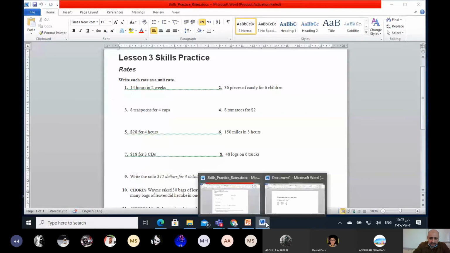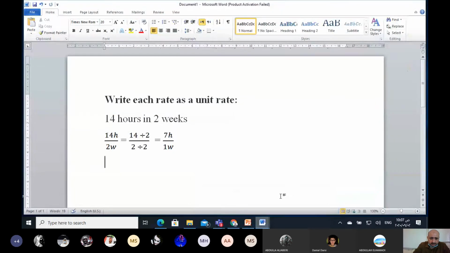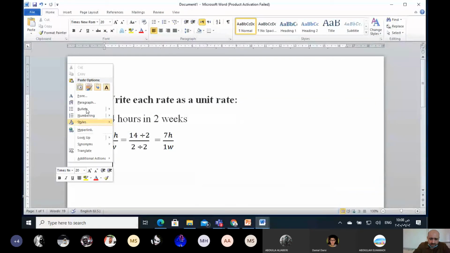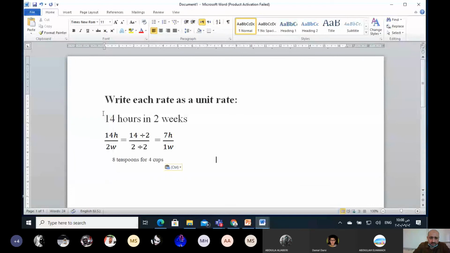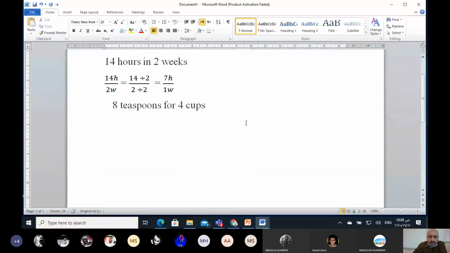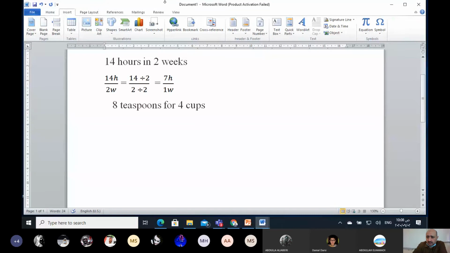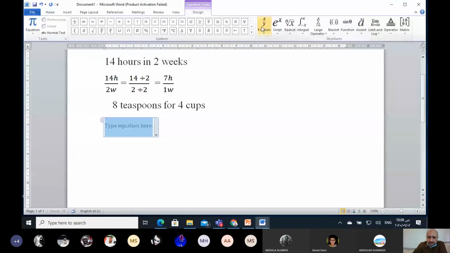The second example here. How to write the rate? The first step, draw a fraction, and the first number here, put it up. We have here 8, and the second number here, put it down, 4. Now I have the rate.